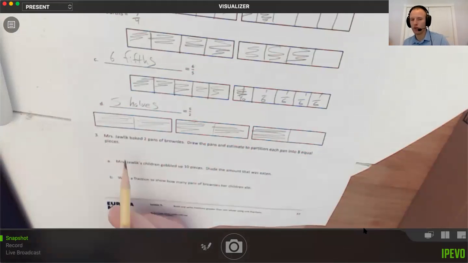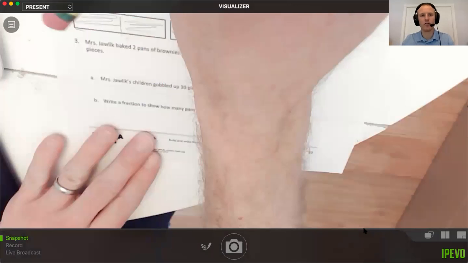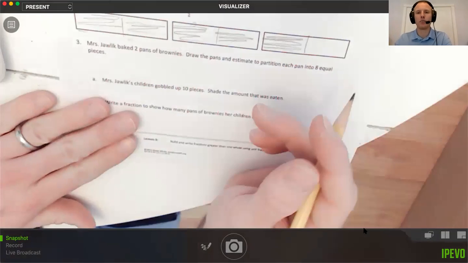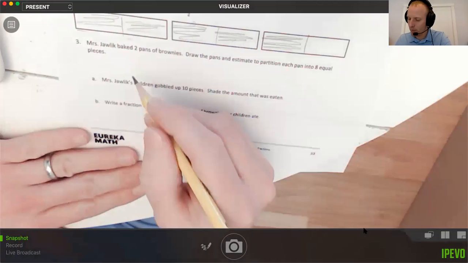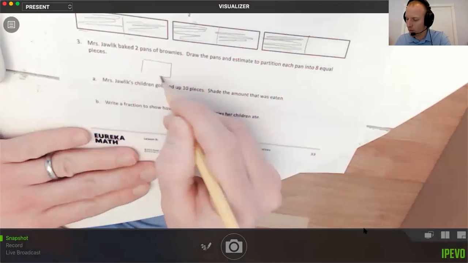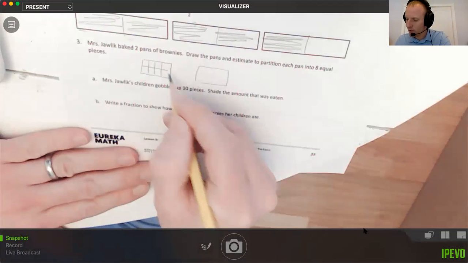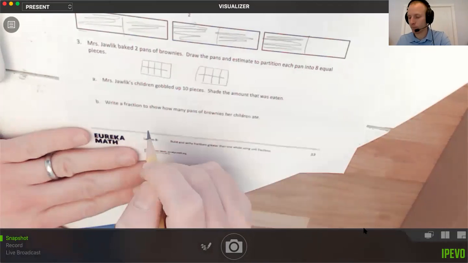Mrs. J baked 2 pans of brownies. Let's move this down so you can see a little better. Mrs. J baked 2 pans of brownies. Draw the pans and estimate to partition each pan into 8 equal pieces. Easy enough. 2 pans of brownies. Each one has 8 sections in it.